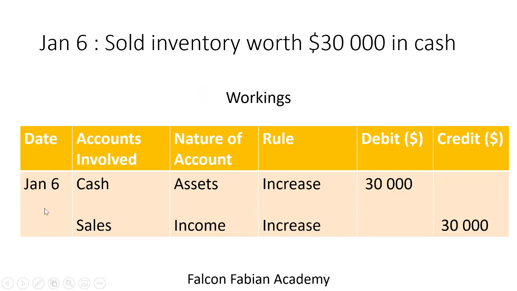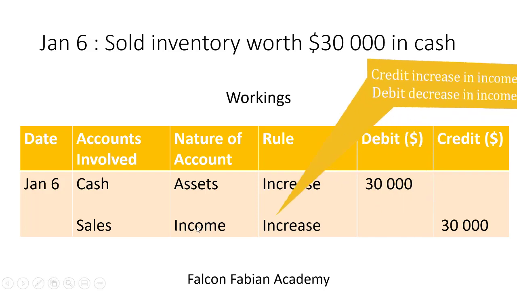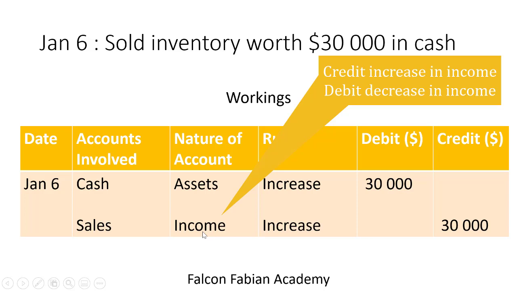So date is January 6th. The two accounts involved are cash and sales. What is sales? The name of the account that you will use whenever a business is going to sell inventory. Cash is an asset and sales is an income or revenue for the business. So this is asset and sales is income. There is increase in cash because you get money whenever you sell inventory. So cash is an asset and there is increase in asset. So cash account needs to be debited by 30,000. Sales is an income for the business. And what was the rule for income? Credit, increase in income, and debit, decrease in income. Here, whenever you sell more, your income is increasing. Therefore, you need to credit sales account.